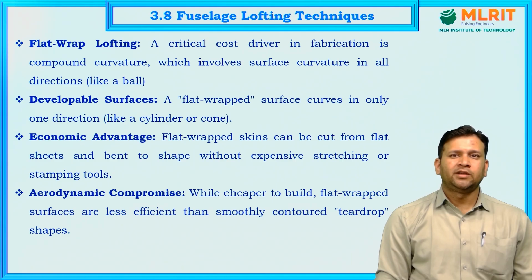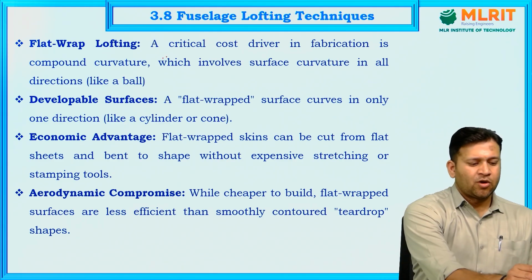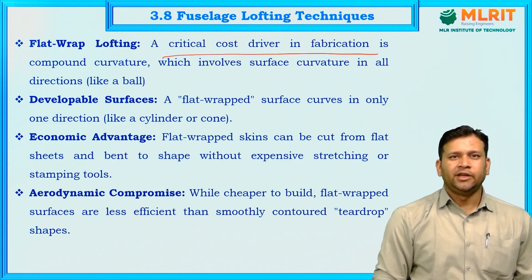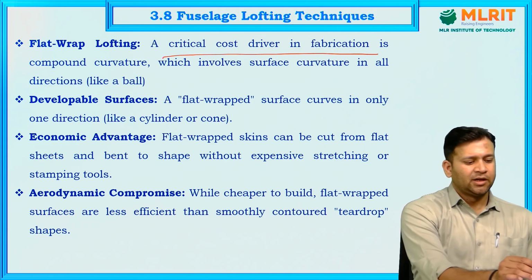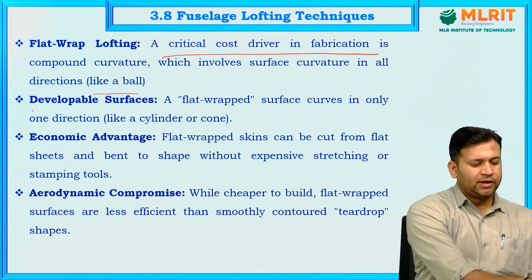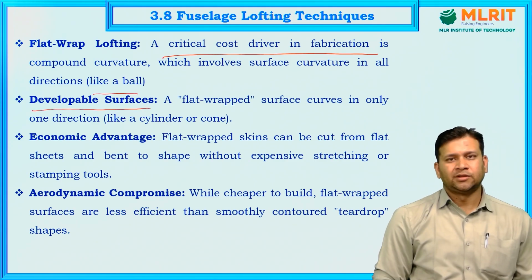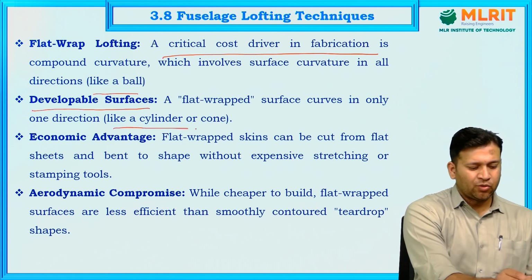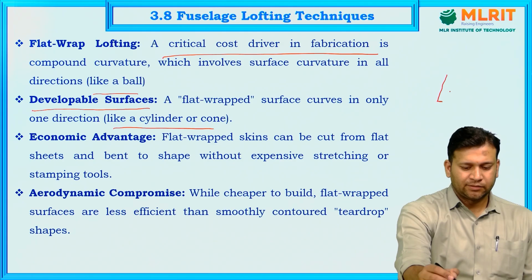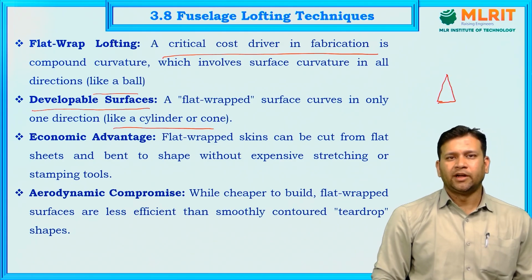Flat wrap lofting. A critical cost driver in fabrication is compound curvature, which involves surface curvature in all directions like a ball. Then developable surfaces. A flat wrapped surface curves in only one direction like a cylinder or a cone. It will be like this. It will be only in one direction.